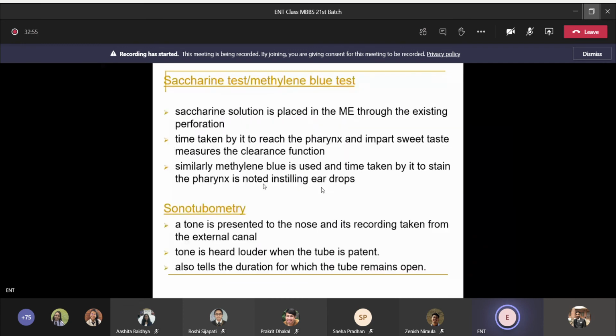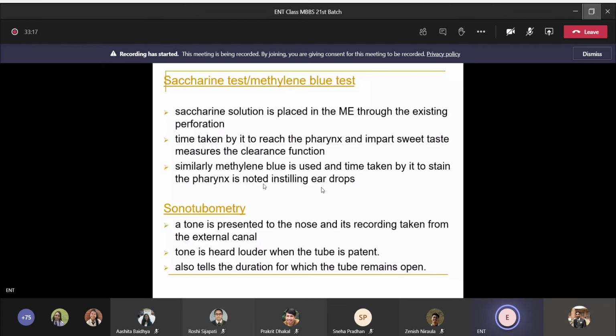Another one is the saccharin test. It is similar to the radiographic test, where saccharin solution is placed in the middle ear through the existing perforation, and the time taken by it to reach the pharynx and impart a sweet taste measures the clearance function. Similarly, methylene blue is used as eardrops, and the time taken by it to stain the pharynx is noted.